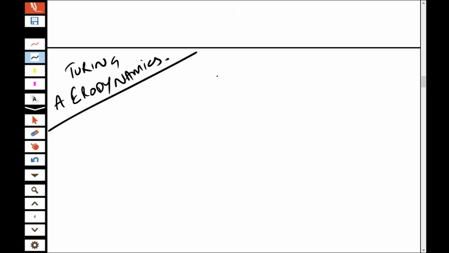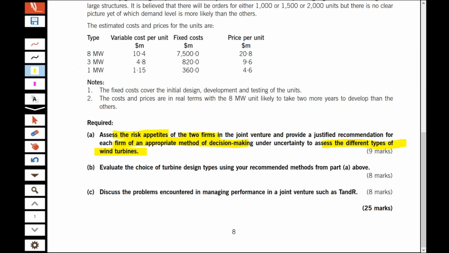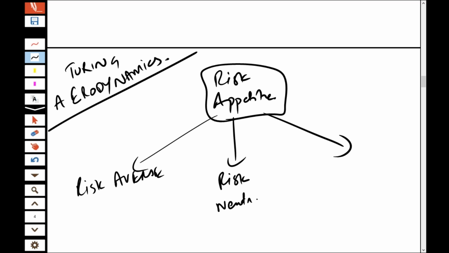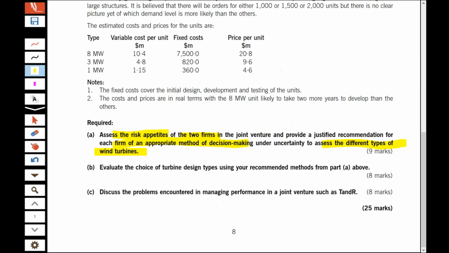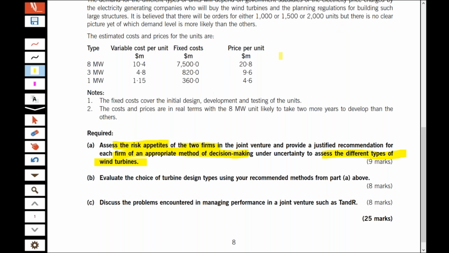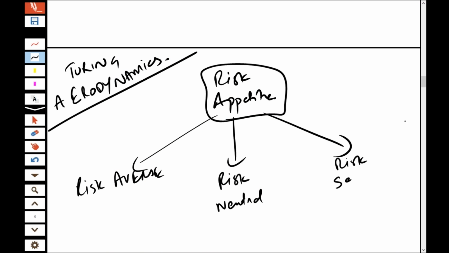Let's try to understand this. Basically, there is something which is called the concept of risk appetite. Now, what exactly do we mean by risk appetite? There are majorly three different types of risk appetites that exist. One of them is an entity which could be risk averse. The second one is risk neutral, and the third one is going to be a risk seeker.